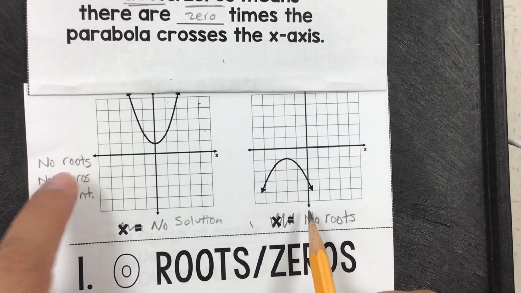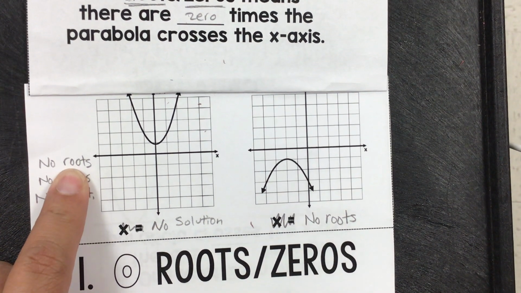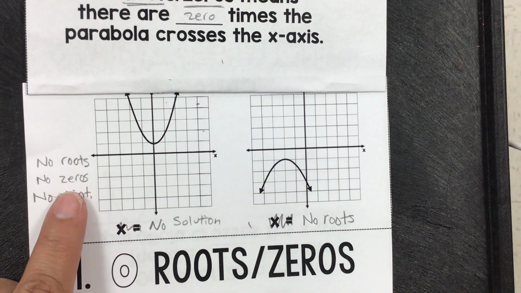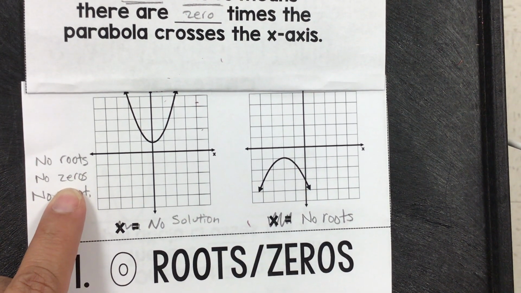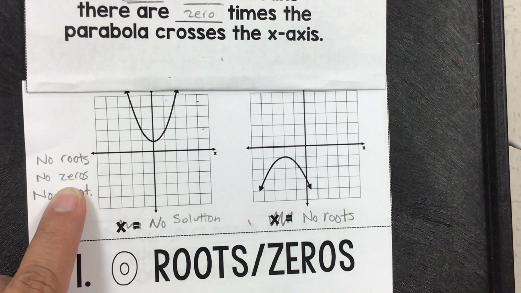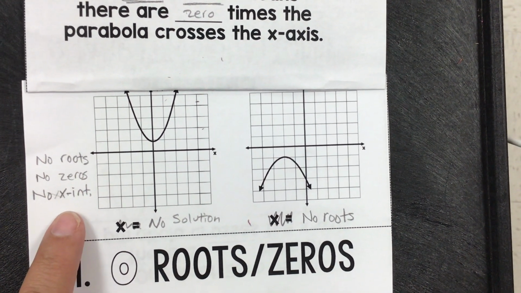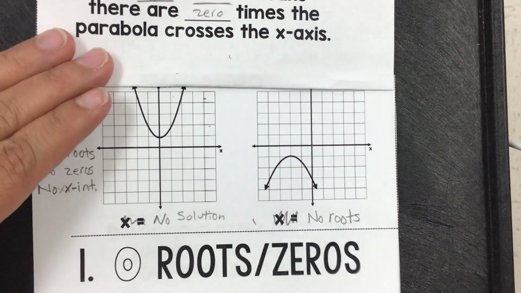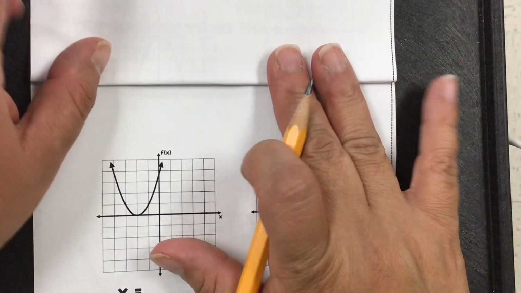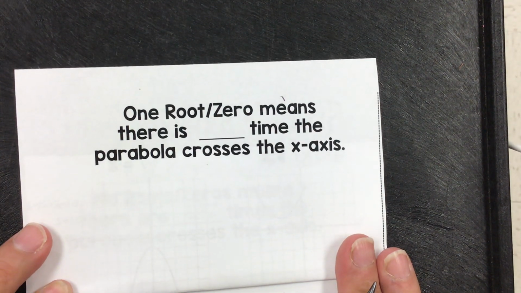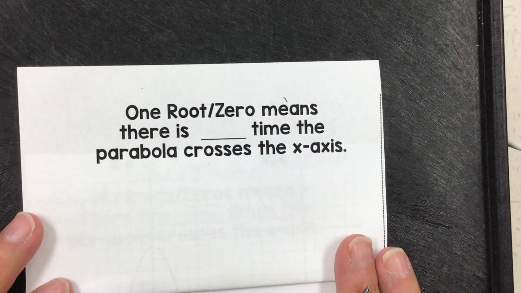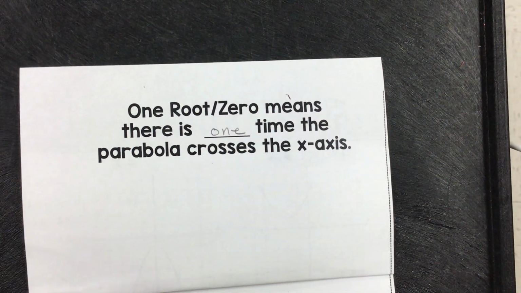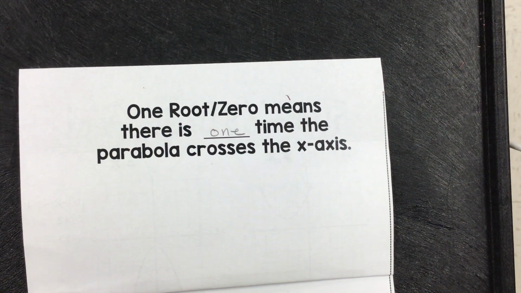Okay, then why are they called roots? The reason that they're called roots is we don't know yet, but there's a formula with the square root sign on it. The reason they're called zeros is because the y value will be 0. They're called x-intercepts because it will touch the x-axis, and solutions because we can actually solve some of these problems. Let me show you over here. On the next one, we have 1 root, which means that there is 1 time that the parabola crosses the x-axis.